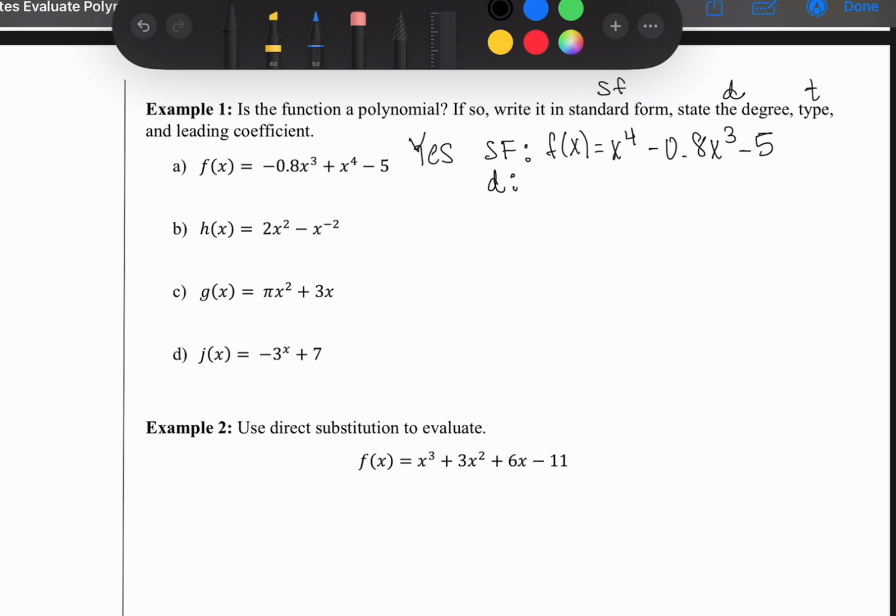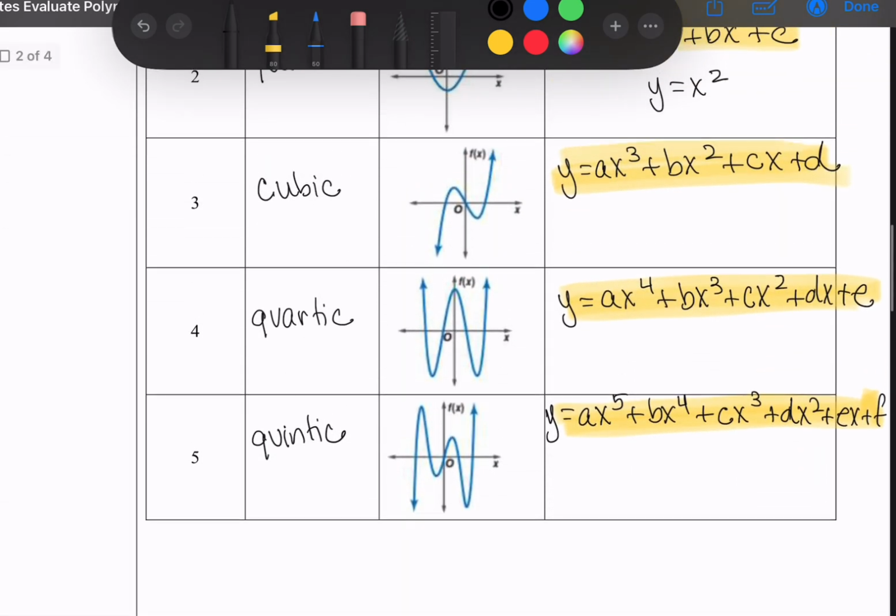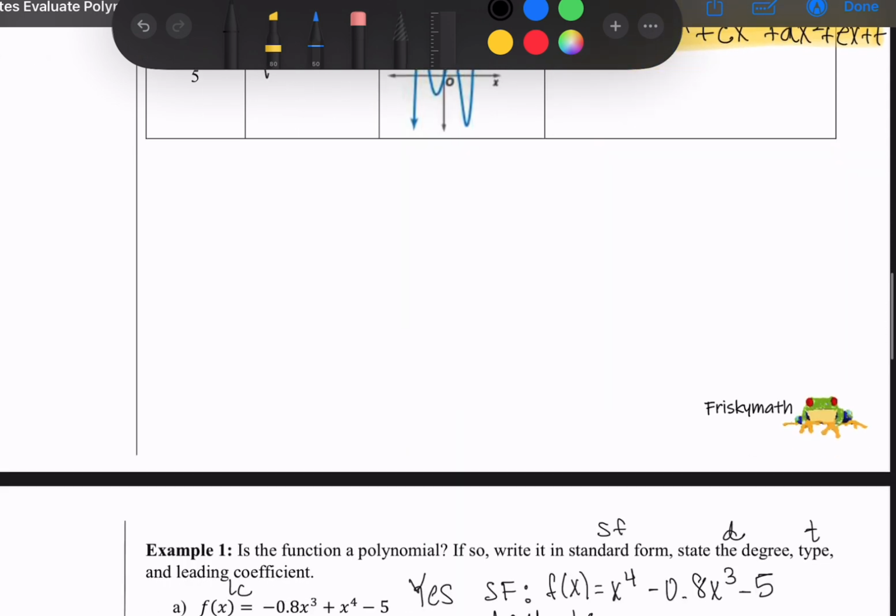We'll make this T, and we'll make the leading coefficient, how about LC? So that way I know what I'm talking about. All right, so the degree for this one is going to be, well, highest degree is 4. Okay, I need the type. Well, it's to the 4th degree. So remember quarters, right? 4th degree is quartic.